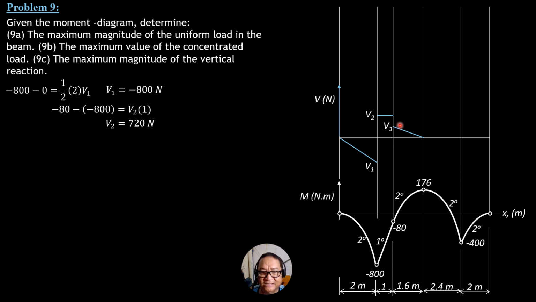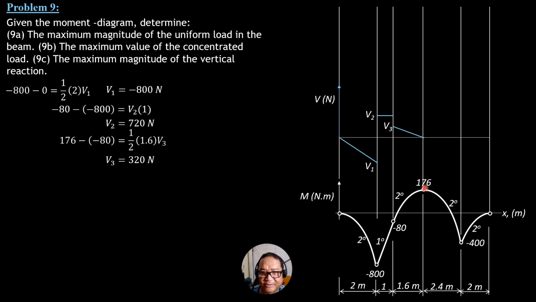So let's draw that figure anticipating that V3 is less than V2. So the area is equal to change in moment here. 176 minus negative 80 equals 1/2 of 1.6 times V3. So V sub 3 is equal to 320 newtons. So it's indeed less than V2.